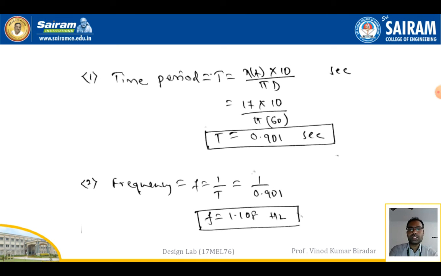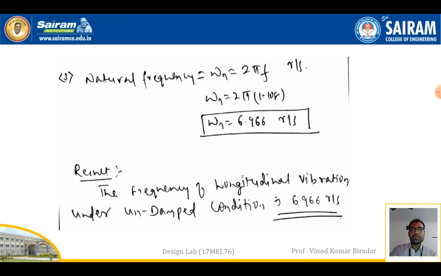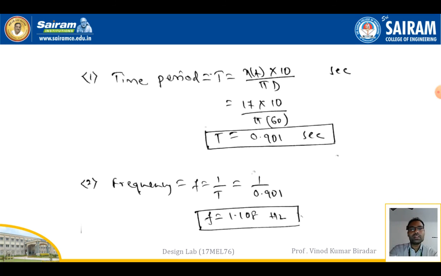These are the three terms we are going to solve with the help of the graph. From the graph you note the x1 value, the x2 value and xt, and substituting these you get the time period, frequency and natural frequency. The time taken to complete one cycle is called the time period. Frequency is the reciprocal of the time period.